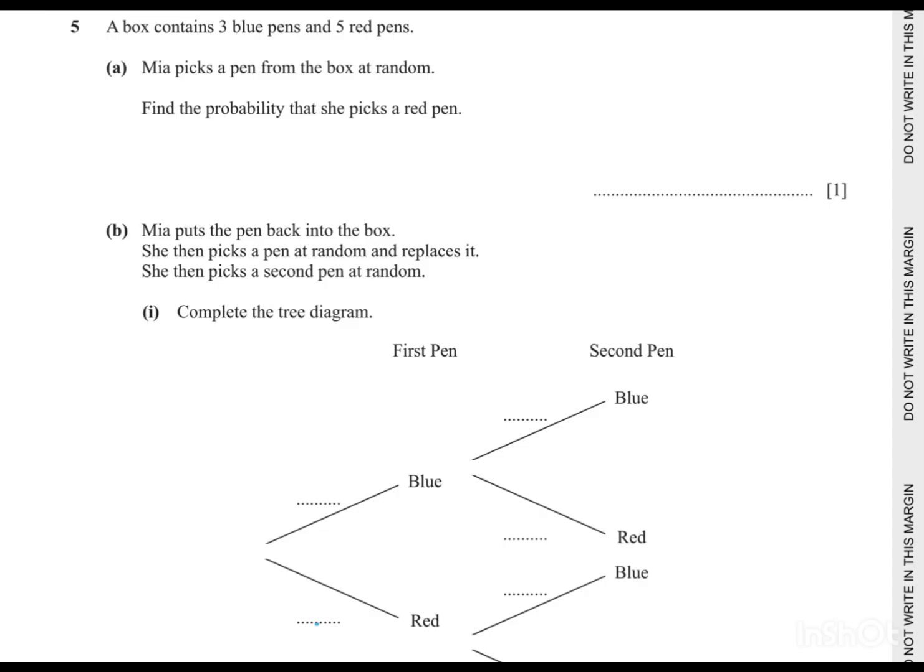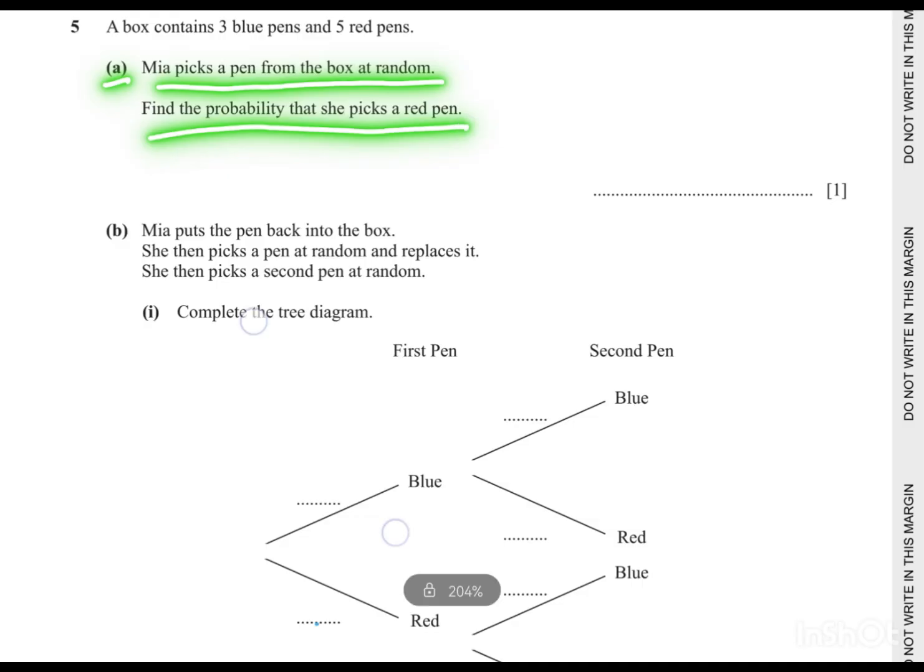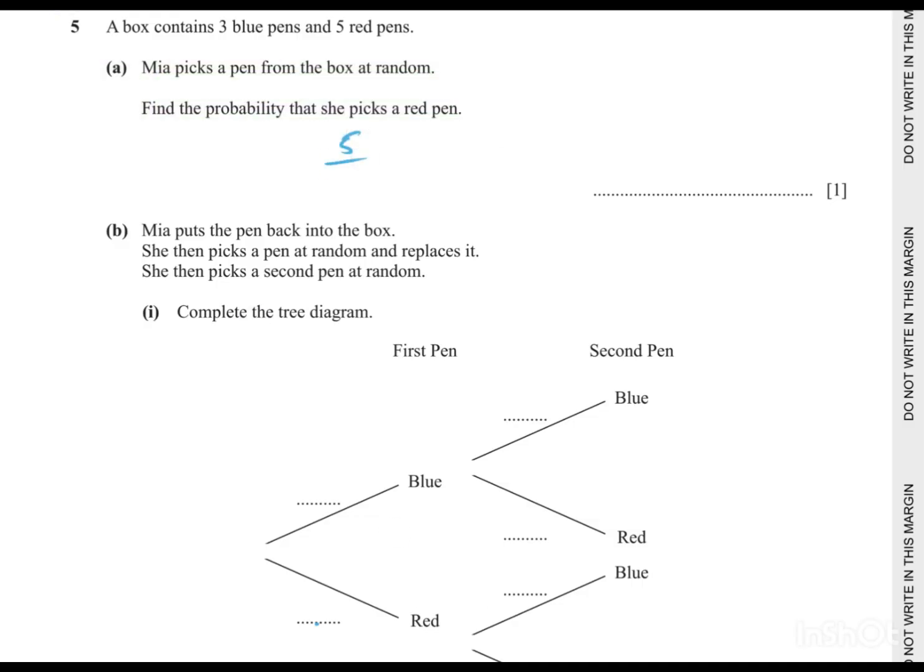Question number 5. A box contains 3 blue pens and 5 red pens. Question A. Mia picks a pen from the box at random. Find the probability that she picks a red pen. So red are 5 pens. So 5 by total, which is 3 plus 5, 8. So the probability she picks a red pen is 5 by 8.